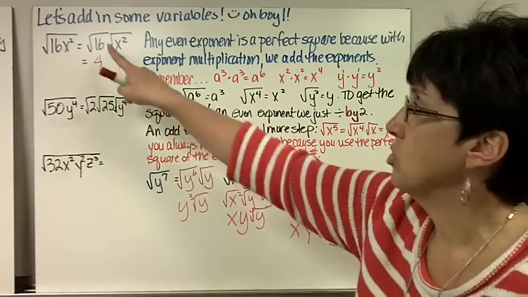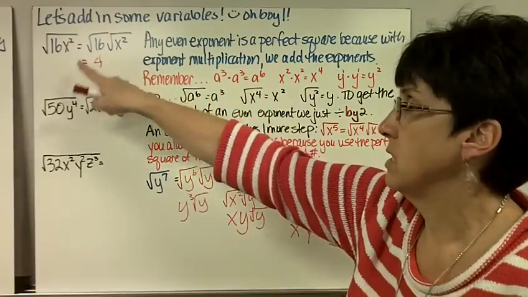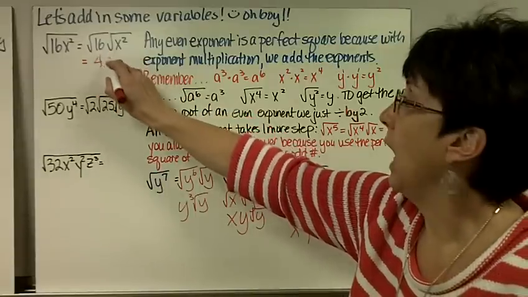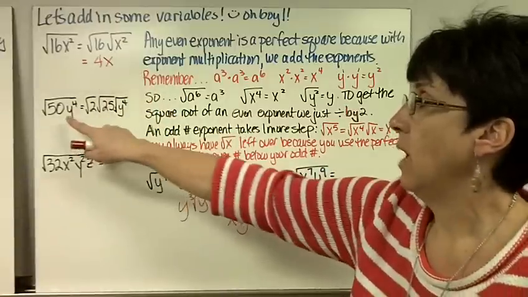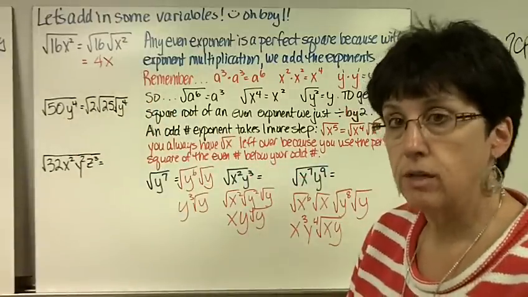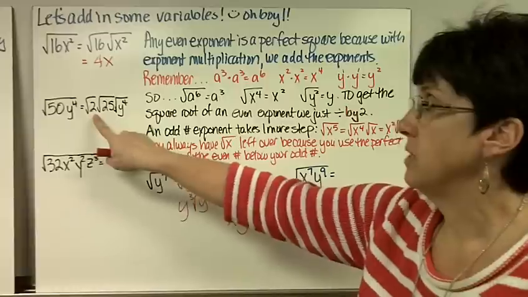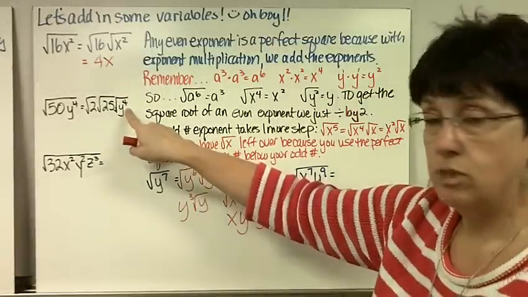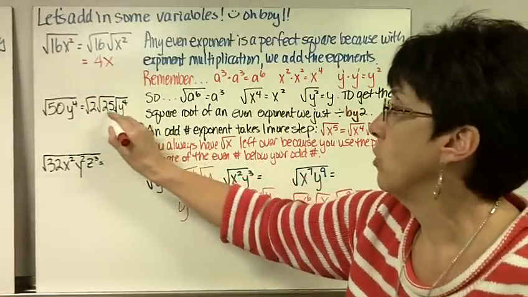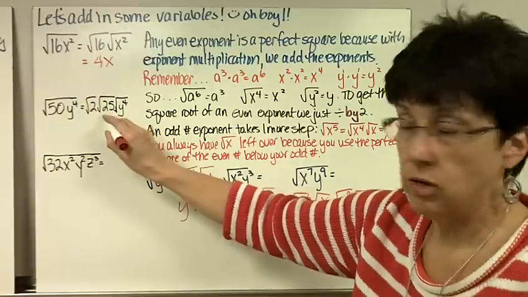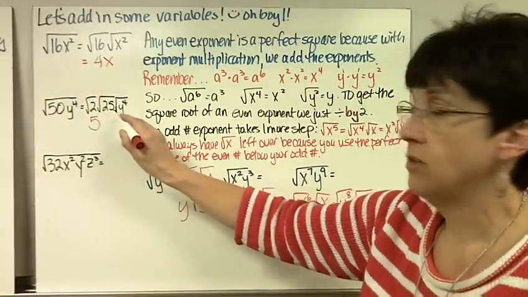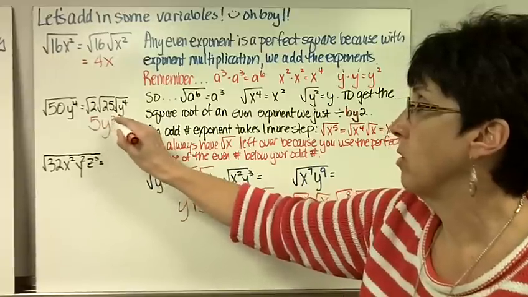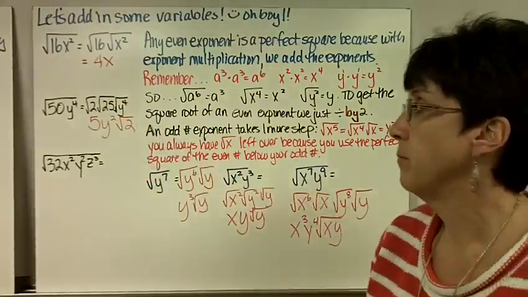All right, so back here, the square root of 16x squared, the square root of 16 is 4. What's the square root of x squared? Hopefully you said x. How about the square root of 50, y to the 4th? Well, the square root of 50 is the same as the square root of 2 times the square root of 25, and the square root of y to the 4th is a perfect square because it's an even exponent. So we end up with the square root of 25 is 5. The square root of y to the 4th is y squared times the square root of 2.